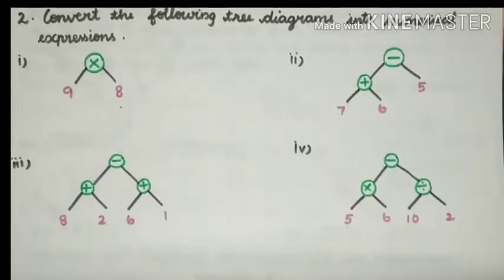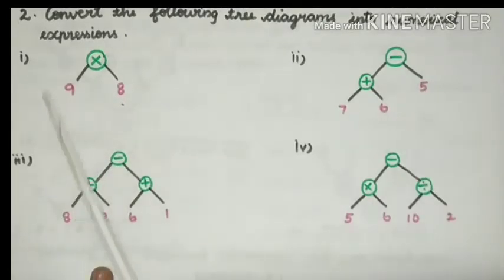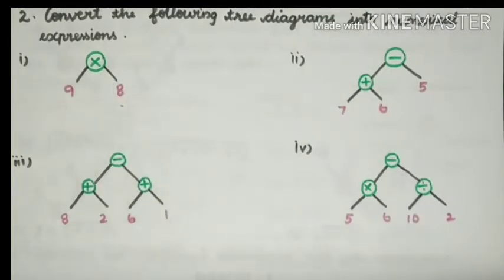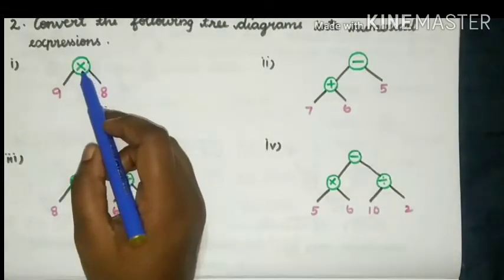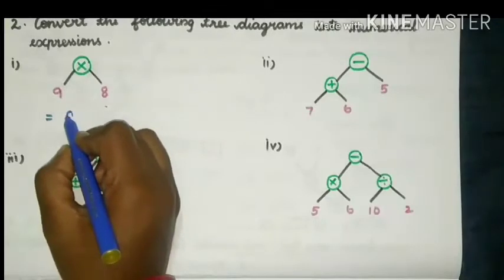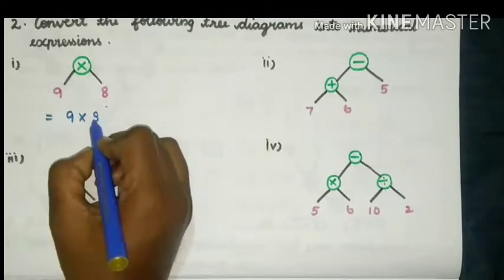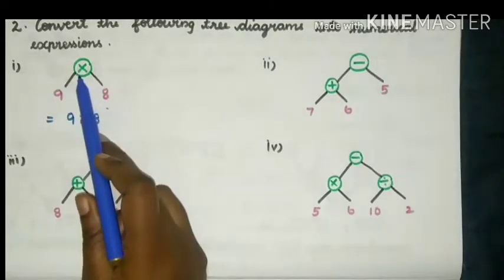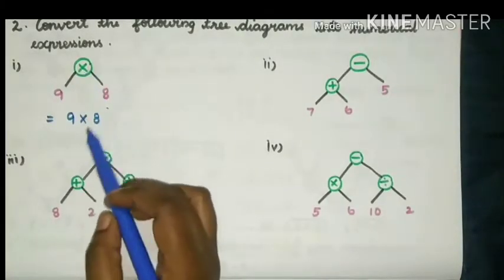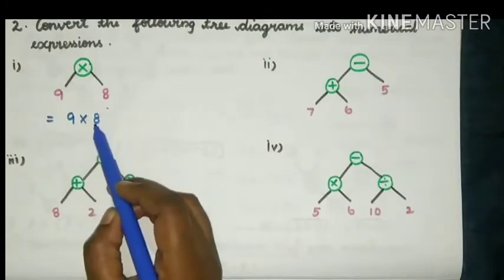Second sum. Here we have to convert the following tree diagrams into numerical expressions. See here, the given question is in the format of tree diagrams. We have to convert these tree diagrams into numerical expressions. First sum, 9 and 8 are connected with the operation multiplication. So, you have to write like this, 9 into 8. Students, is it clear now? Here the numbers 9 and 8 are connected with the operation multiplication. So, you have to write here 9 into 8.